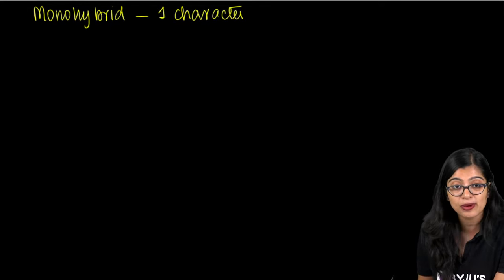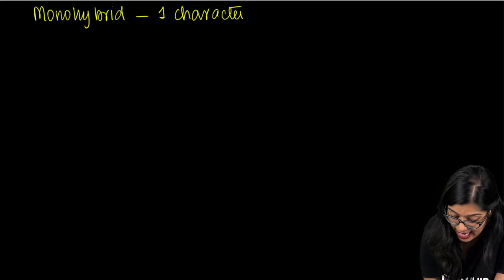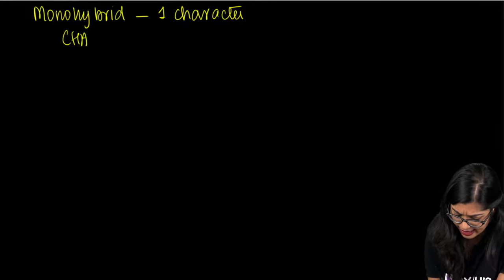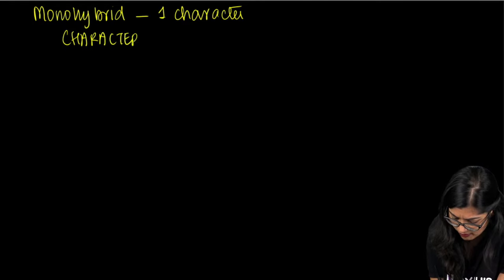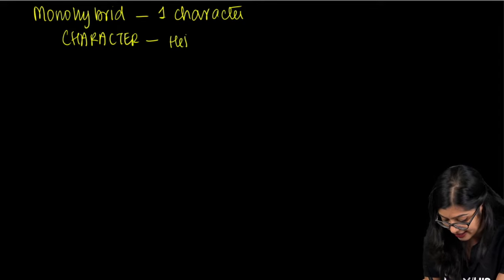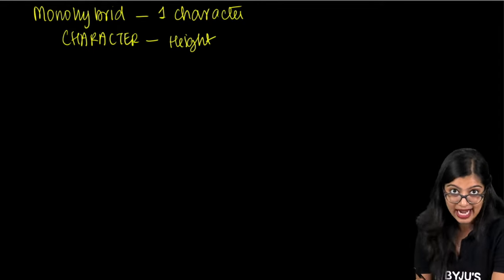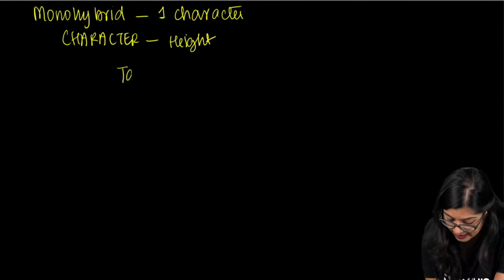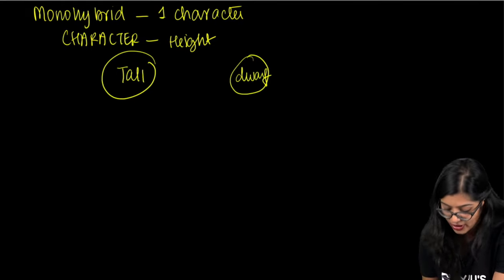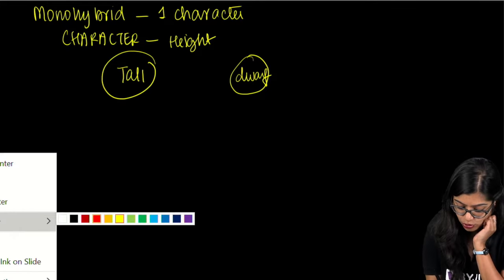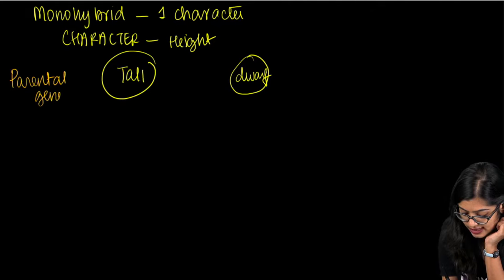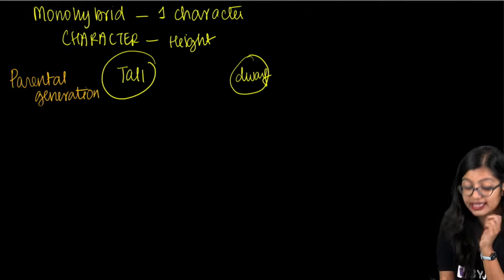So now here, what do we understand? Here we see that when only one character is there, the character we are considering is tallness, okay? The character we are considering is height. Now, height can have alternative forms. We know that there can be tall plants and there can be dwarf plants. So what did Mendel do? He took two parents. So this is the parental generation where he is starting his experiment.